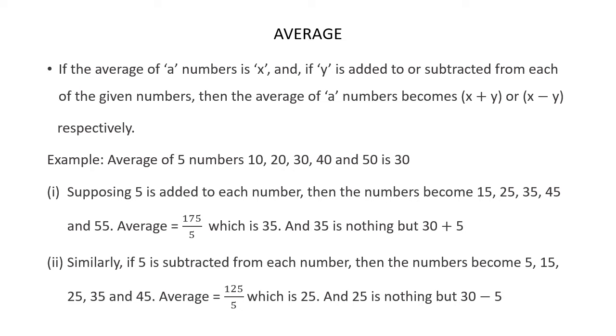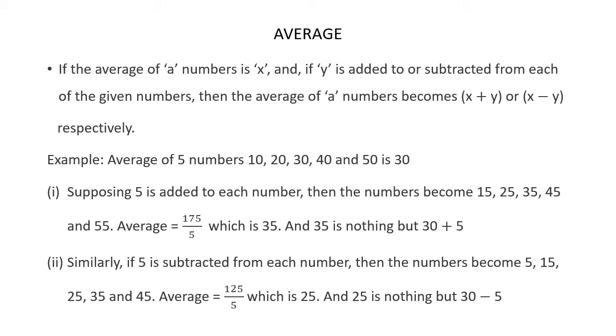Let's understand a few basic concepts of average. If the average of A numbers is X and if Y is added to each of the given numbers, then the average of A numbers becomes X plus Y. Supposing the average of A numbers is X and Y is subtracted from each of the given numbers, then the average of A numbers becomes X minus Y.